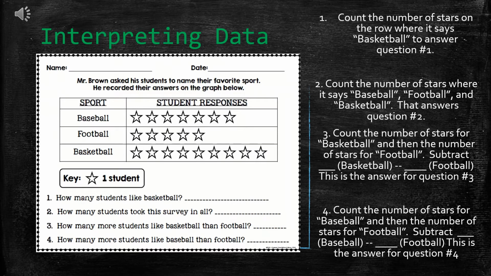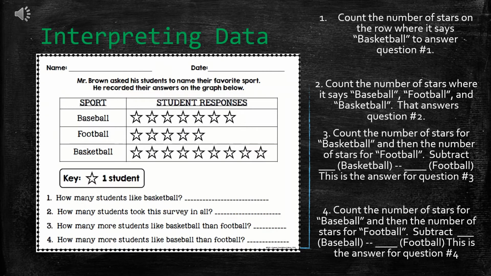The first question, how many students like basketball? Well, we have to count the number of stars on the row where it says basketball. 1, 2, 3, 4, 5, 6, 7, 8, 9. 9 students. So I wrote 9 on number 1. Number 2, how many students took the survey in all?